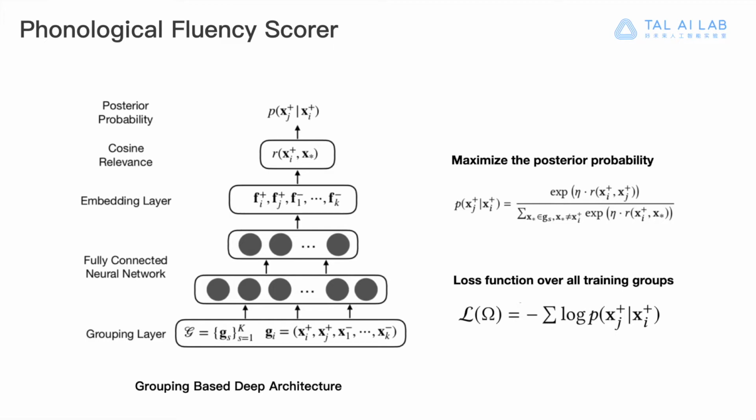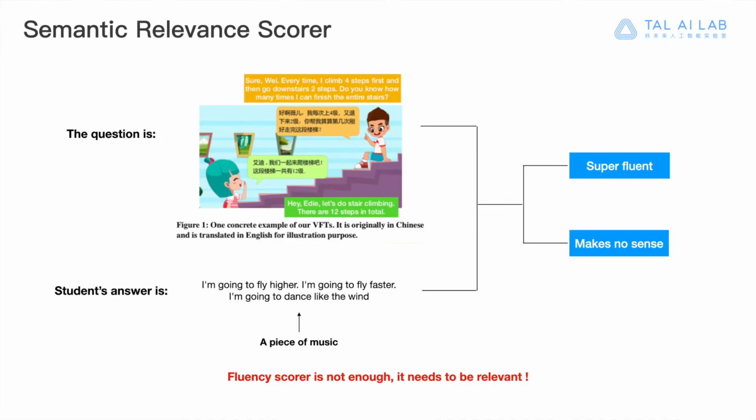The model projects the samples from the same class to adjacent positions and maps the samples from different classes to positions far away from each other. Finally, we get the embeddings of all samples and train a logistic regression model to predict the phonological fluency.